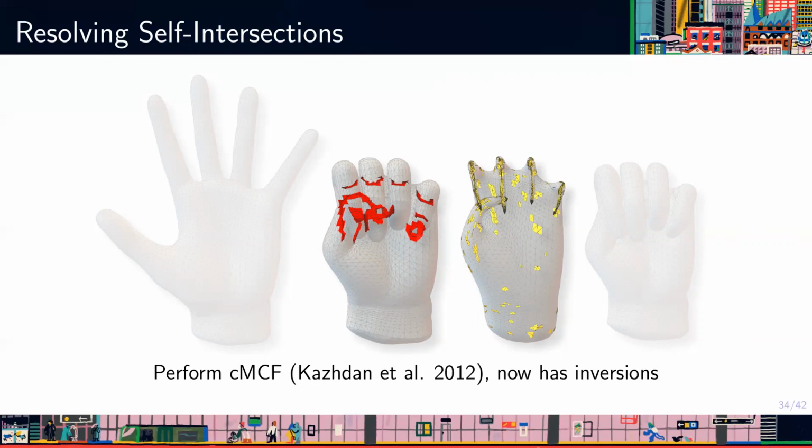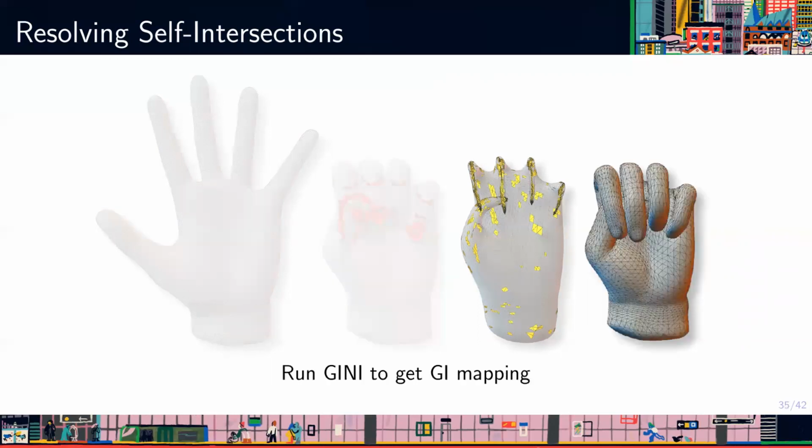But as a result of the flow, the tet mesh now has many inversions, especially in the thinned out fingers. But starting from this state, we can run GINI with soft positional constraints and resolve all of the inversions and intersections, giving us a globally injective mapping.